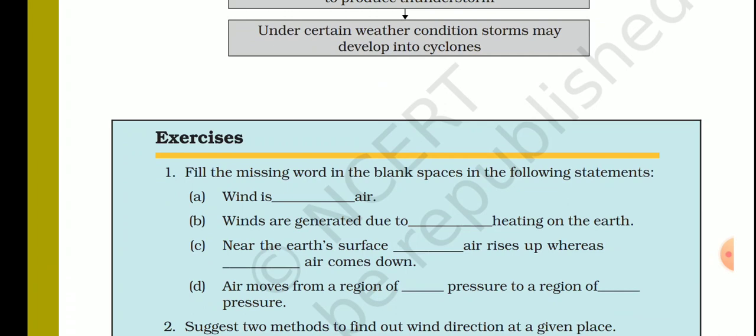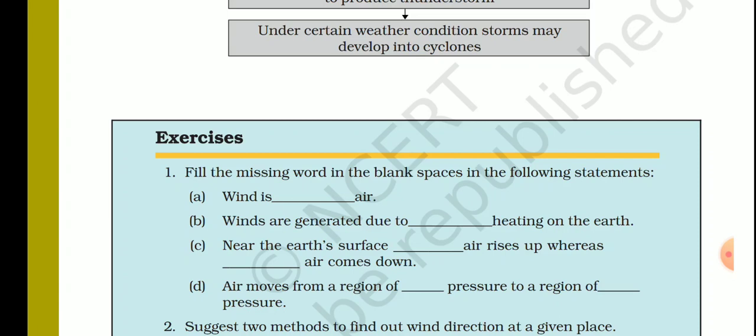C, near the earth's surface dash air rises up whereas dash air comes down. We just discussed this, so you can easily answer it. Near the earth's surface warm air rises up whereas cold air comes down. D, air moves from a region of dash pressure to a region of dash pressure. We have discussed many times that wind moves from a high pressure area to a low pressure area. So air moves from a region of high air pressure to a region of low air pressure.